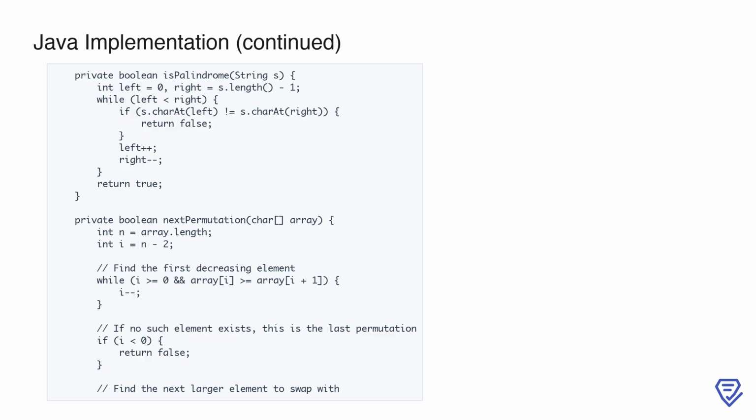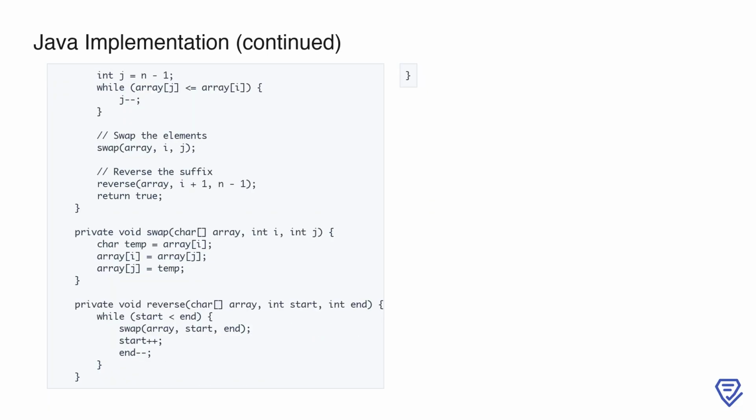Otherwise, we proceed to find the smallest element larger than this decreasing element to perform a swap, ensuring the next permutation is lexicographically larger. After identifying the element to swap, we locate the smallest element greater than it by iterating from the end of the array. Once identified, we swap these two elements using the swap helper method. This method simply exchanges the characters at the two specified indices.